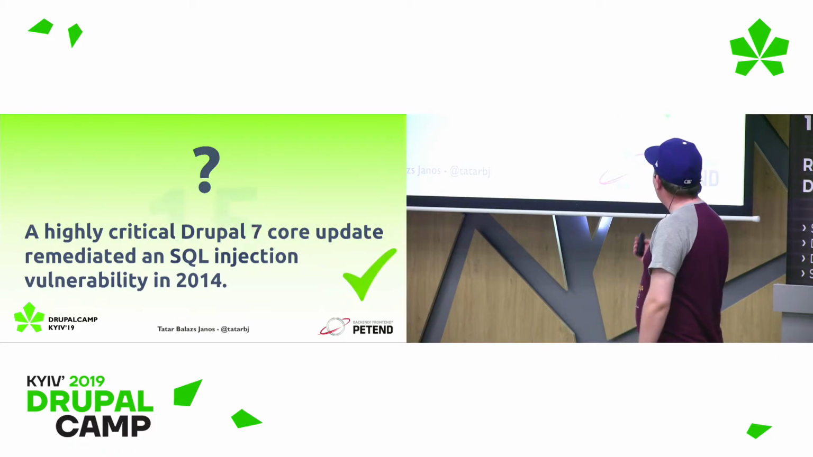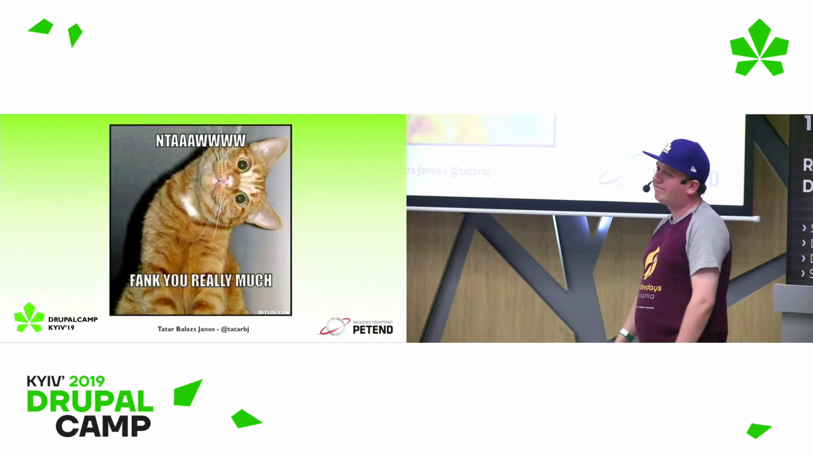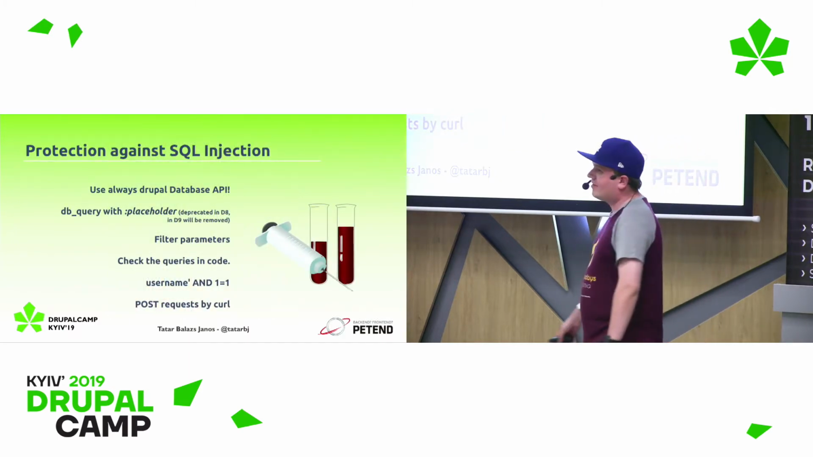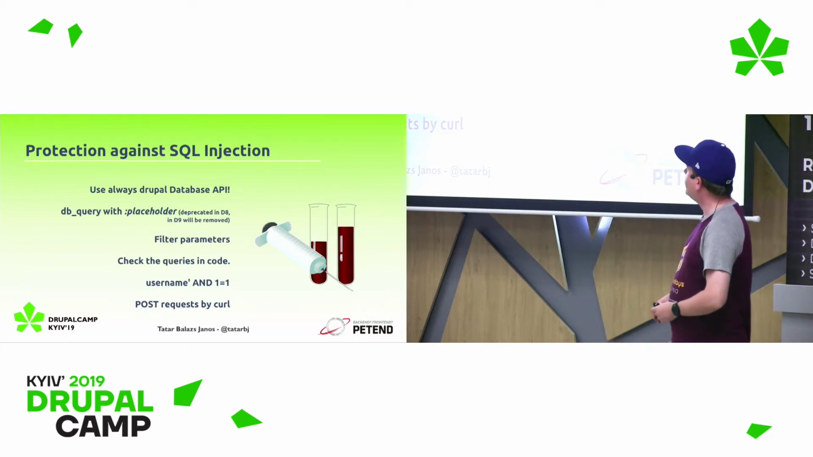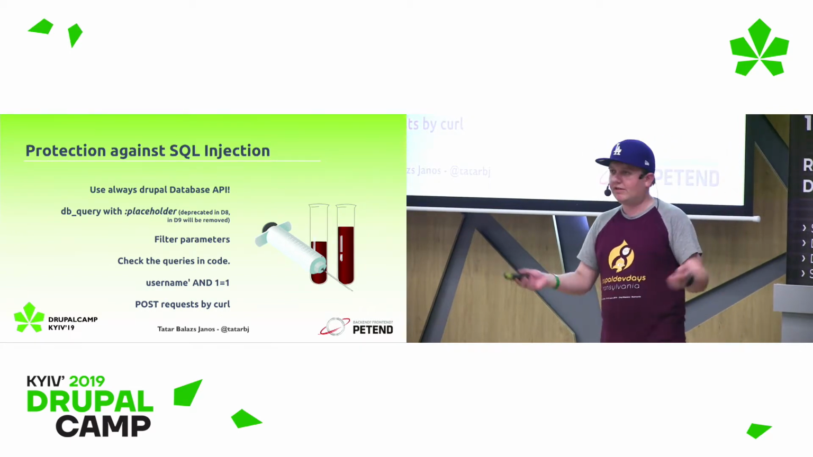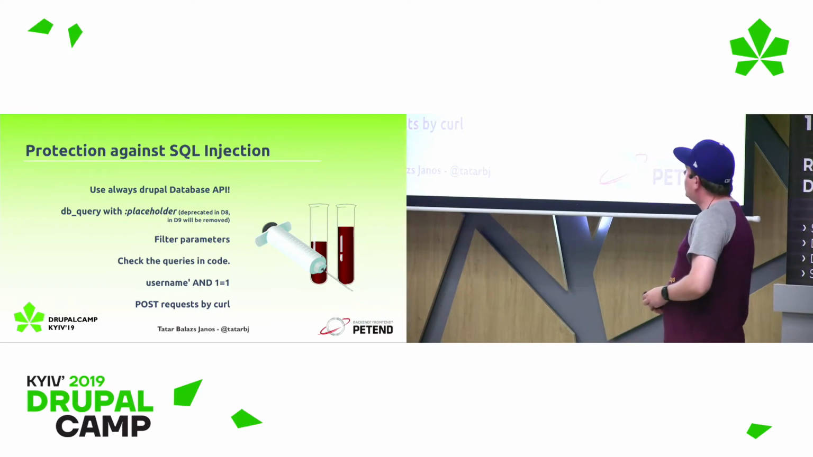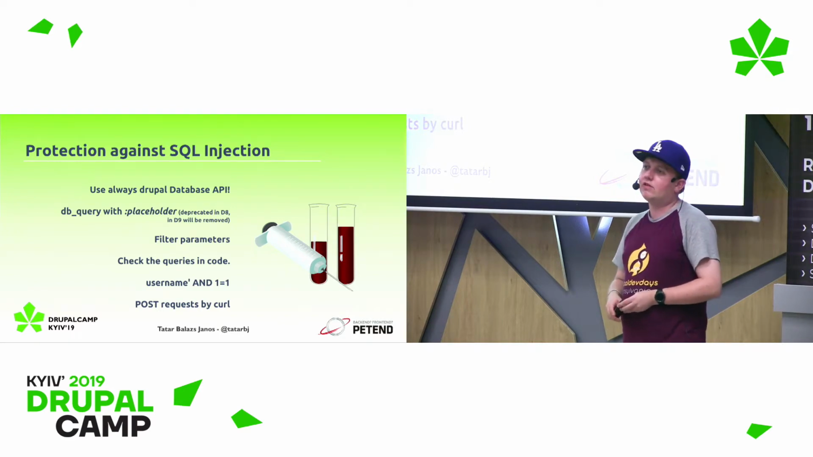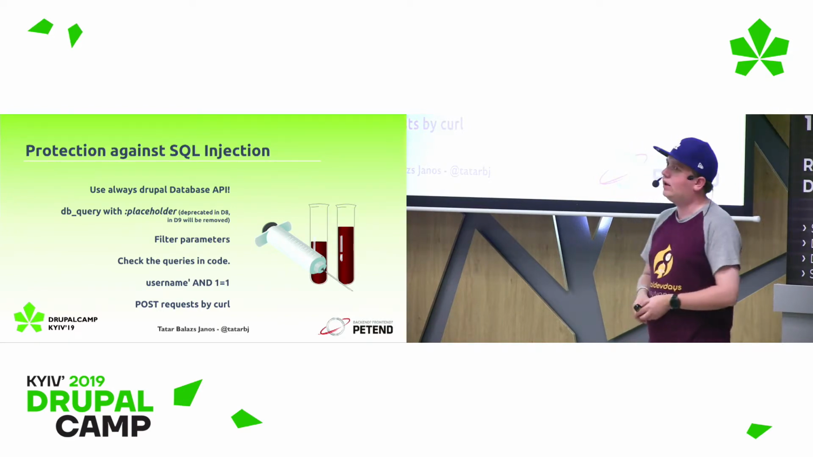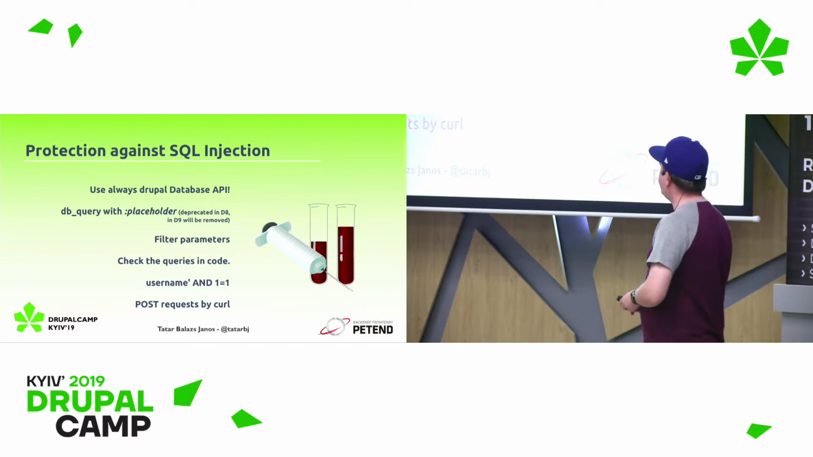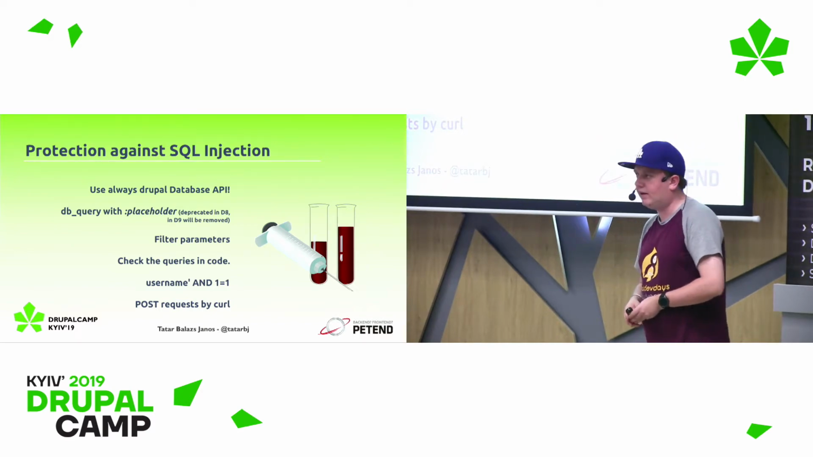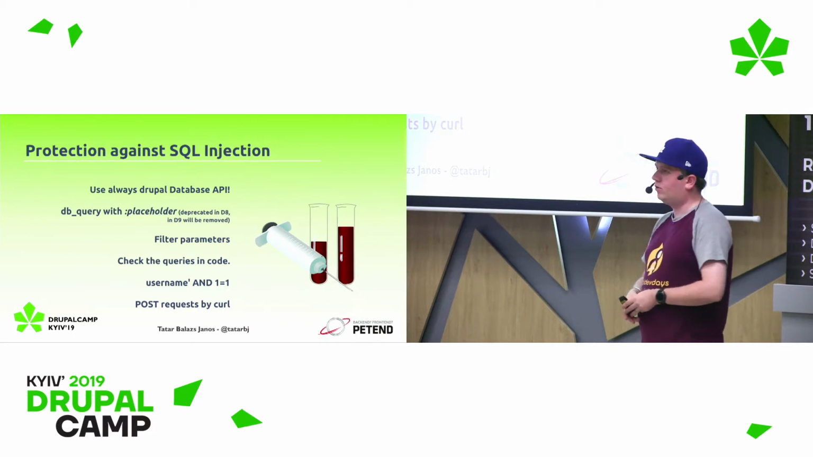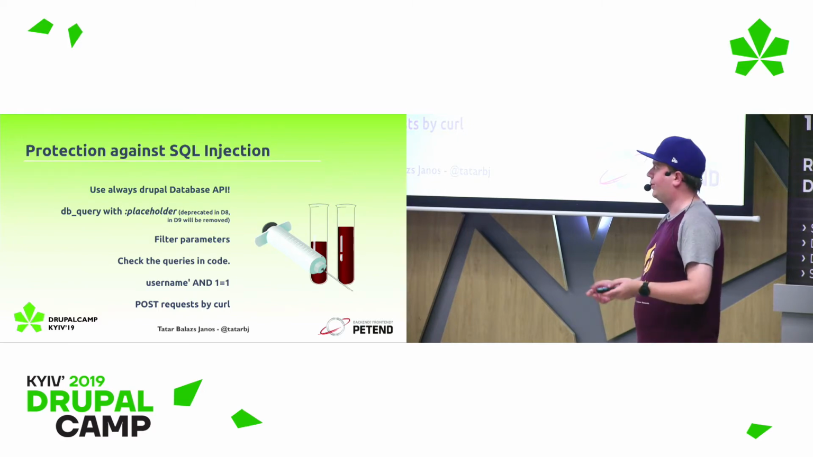So what we can do to protect our websites against SQL injection is to always use the Drupal Database API, easy as is. DB query, even though it can be used in Drupal 8, is highly not recommended because it already got deprecated. And by the way, in Drupal 9, it's going to be removed. So if you still use DB query, you will make your life so troublesome because you have to rewrite all the things. So please just do not.